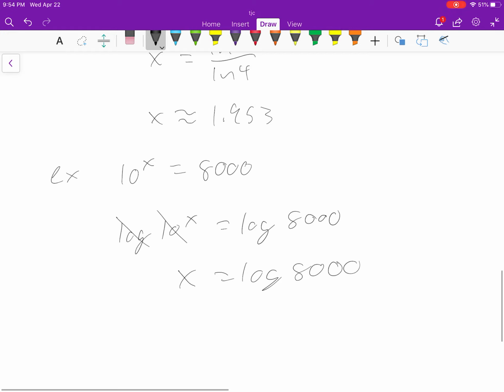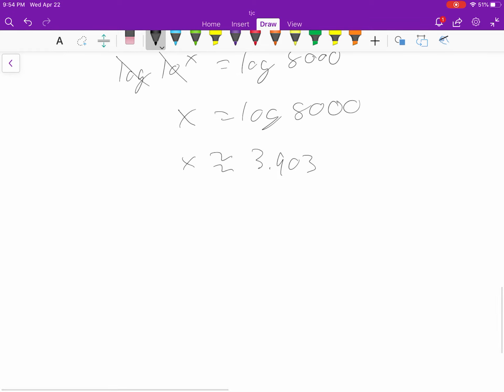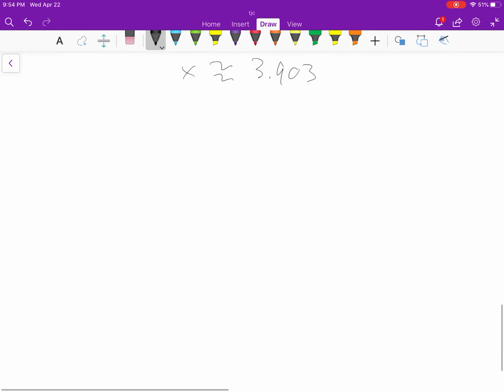So all we need to know is what log of 8,000 is. At this point, again, we'll have to plug it into a calculator. And we do, and you'll get x is approximately equal to 3.903. Let's look at another example.